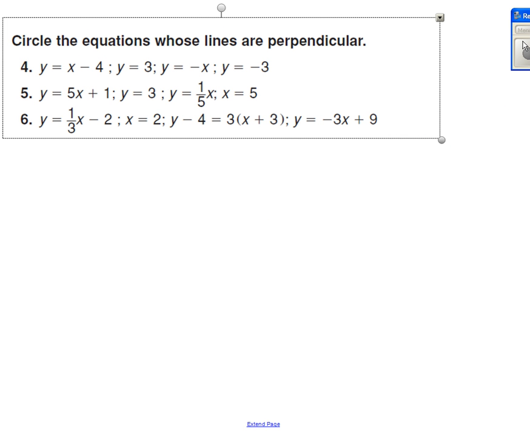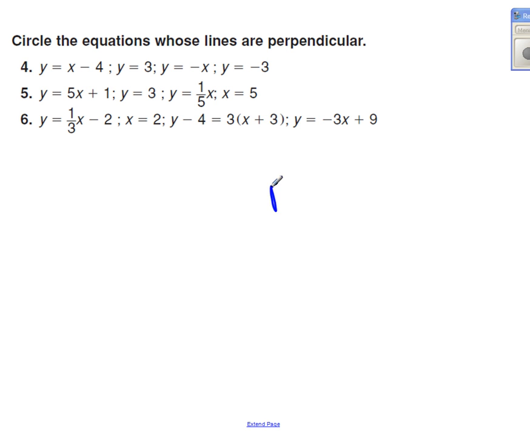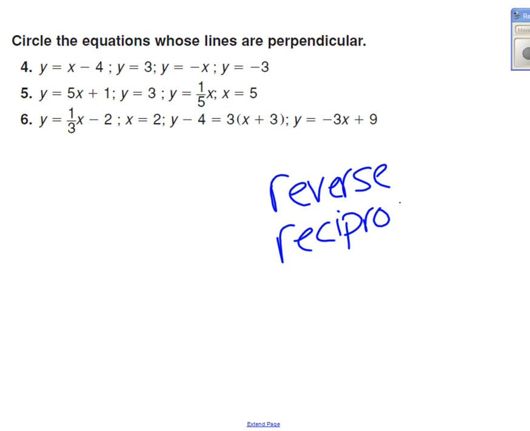All right, 4, 5, and 6. Find the ones that are perpendicular. Remember what's true about slope when it's perpendicular? It's the reciprocal. They reverse. Yeah, reciprocal. What's the reciprocal? That's when you flip the fraction. It's like 1/4. The reciprocal of that would be... When we say the reverse of that, really that means the sign. So like if this was positive 1/4, it would become negative 4 over 1. So you flip the sign, you flip the fraction.